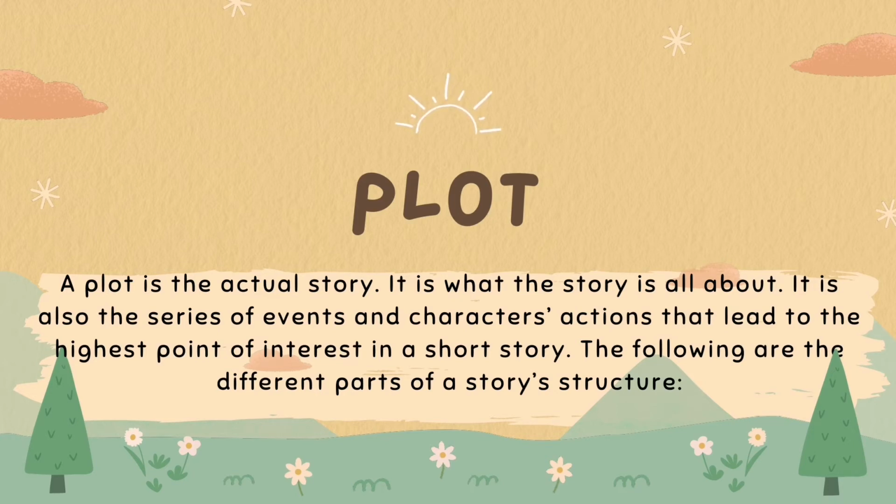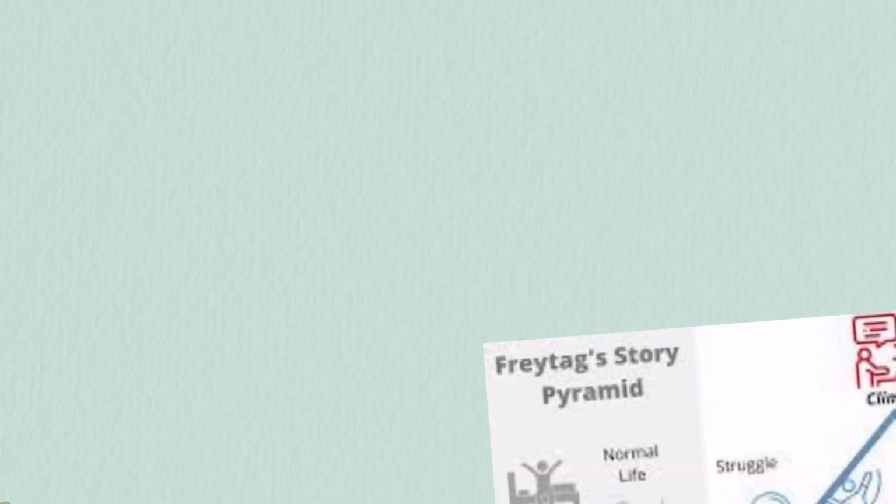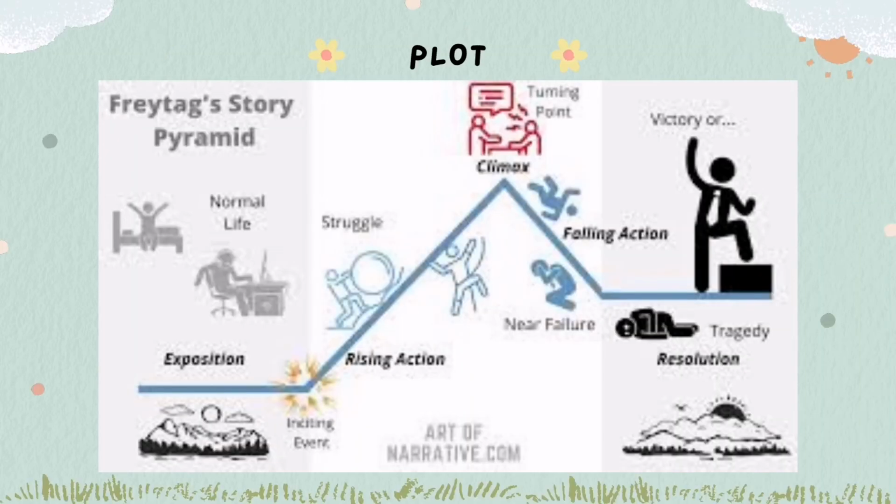Here is an illustration of Freytag's story pyramid. First, we have the exposition, which is the beginning, where other elements are introduced by the author. And we have the rising action, where the conflicts start to build. And the climax, the most exciting part of a short story. In this part, important decisions are made or important things are discovered.